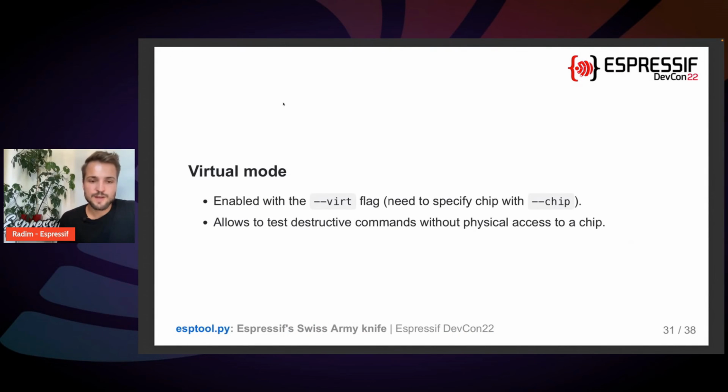If you want to also try other commands like burning eFuses and such, and you don't want to destroy your ESP, you can use a virtual mode. Virtual mode is enabled by supplying the virt flag, and you also need to specify the chip, and this will then create a virtual file which acts like the real eFuses in real hardware, and you can perform some operations on this file, and then you can just delete it if you're done trying your commands. It's a safe way to try espefuse.py.